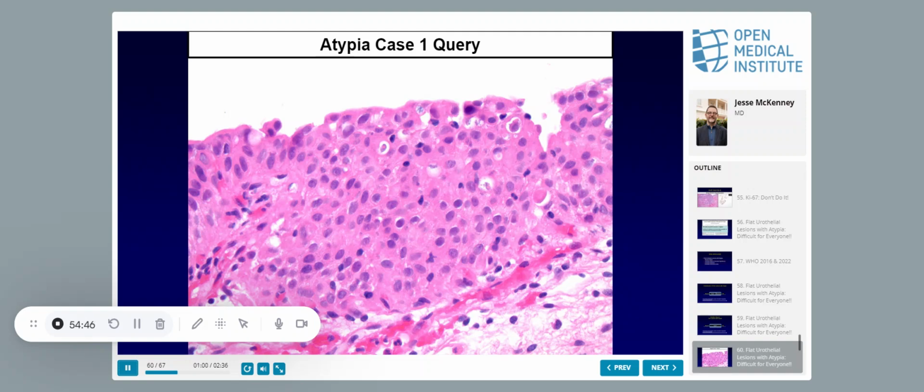Okay? So this is a type of case that I would call urothelial atypia of uncertain significance. See, there's no acute inflammation in there either. So that's odd, right?